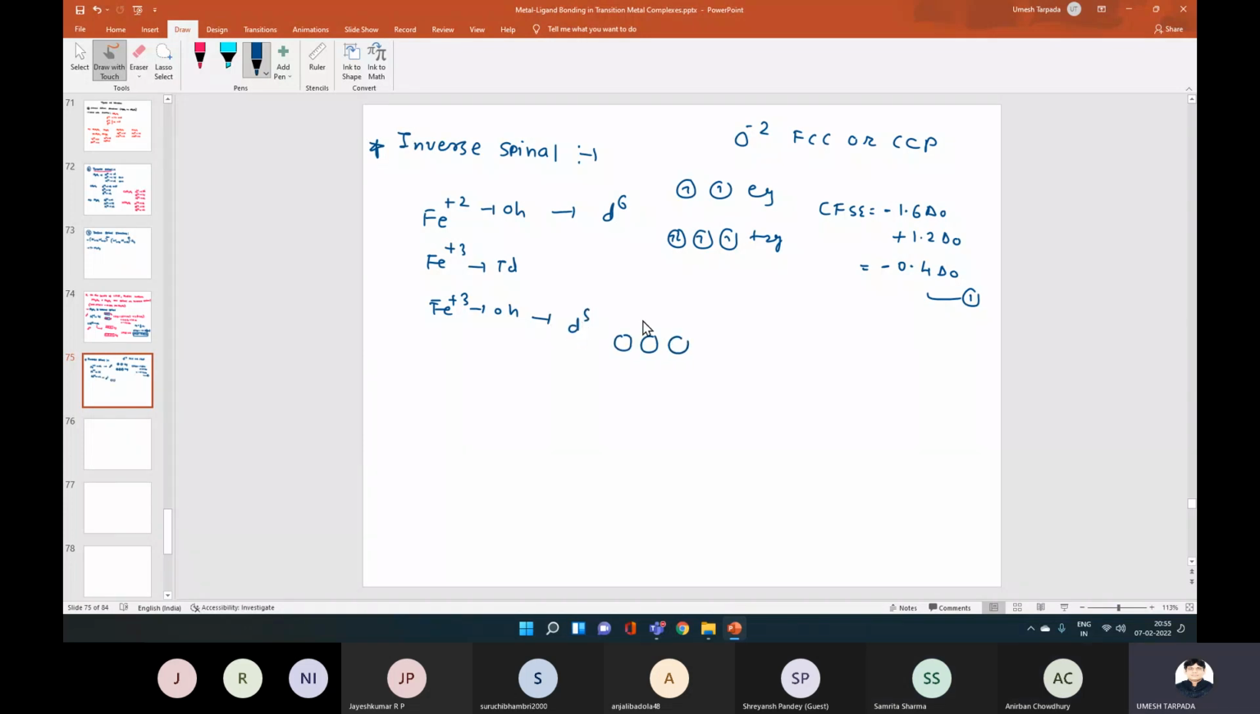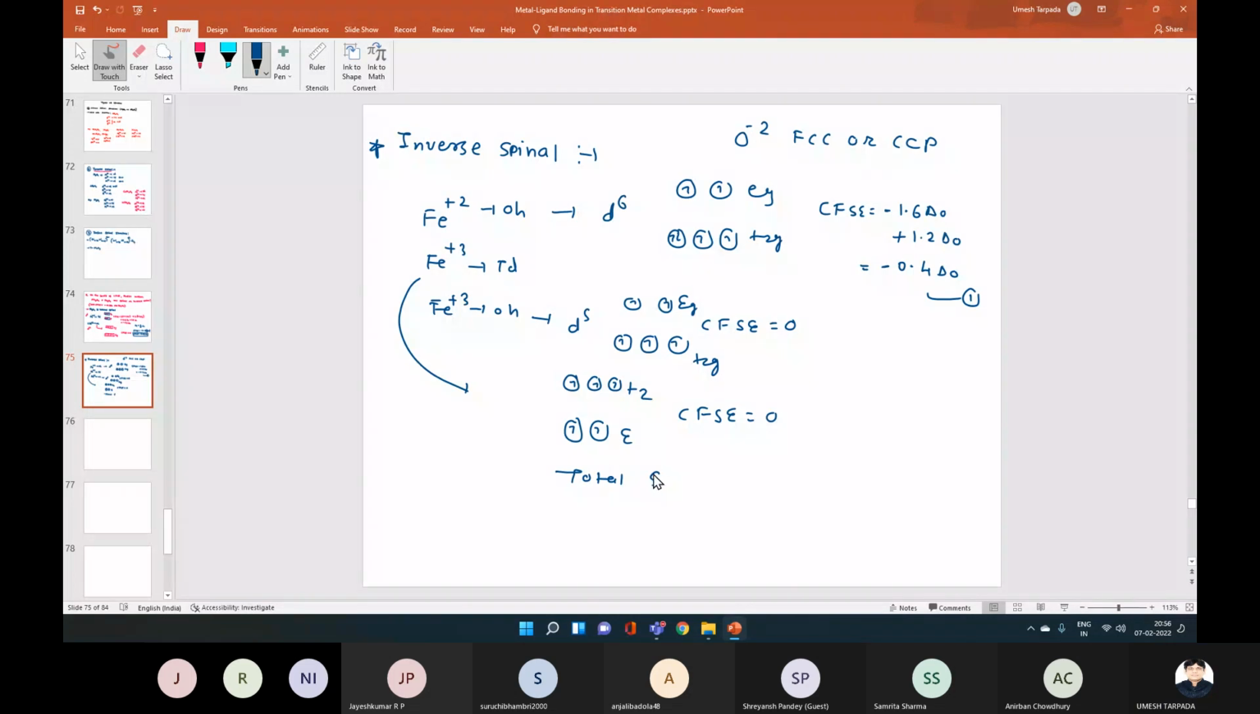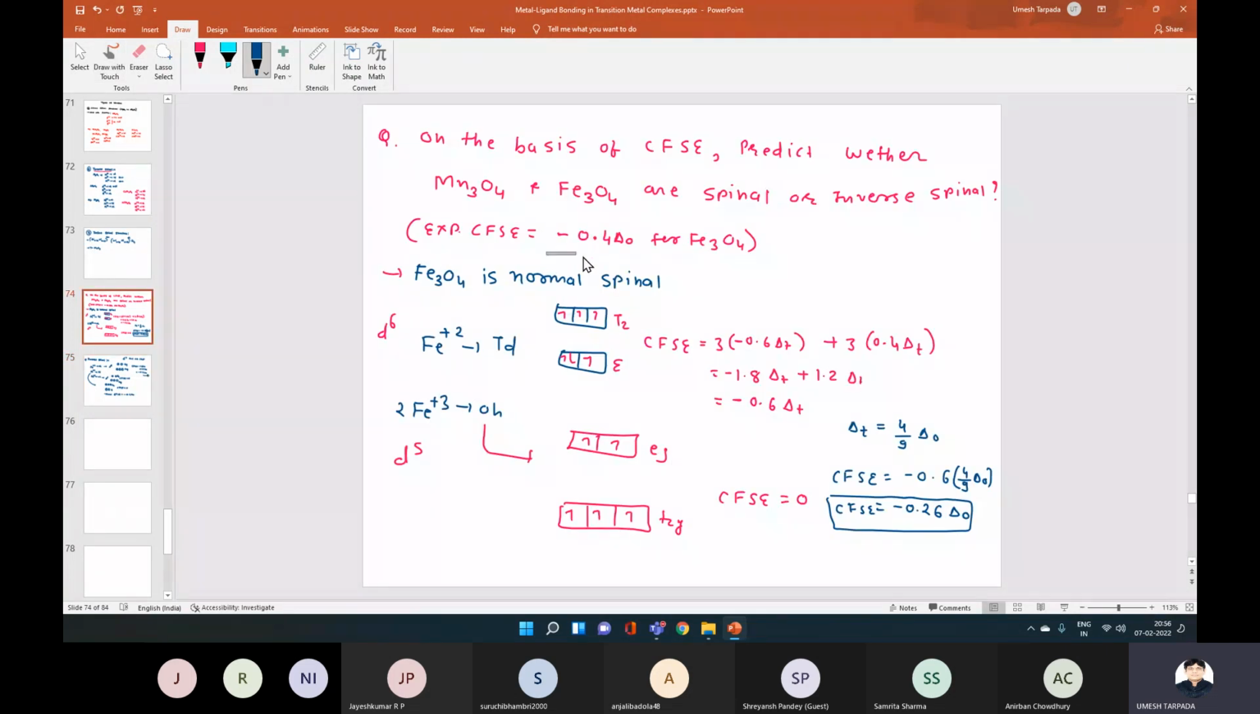So again, see, what is the CFSE? t2g and this is eg. So it becomes 0. If you have tetrahedral, then the e orbital is filled first and the t2 orbital later, but it is again half filled. So in both cases it is 0. So total CFSE is minus 0.4 octahedral. This is matched with the experimental value.